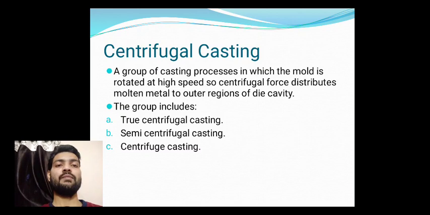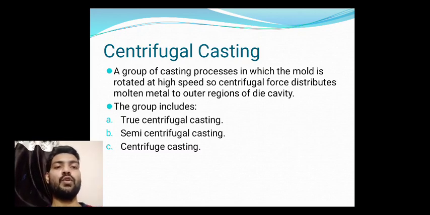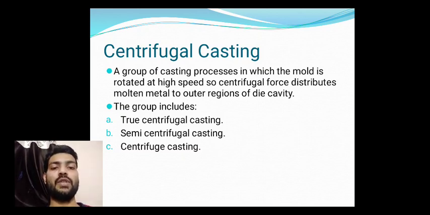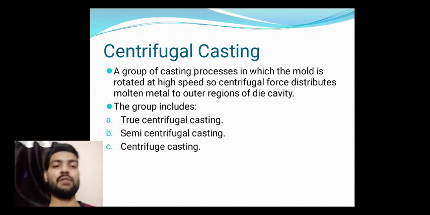Centrifugal casting. A group of casting processes in which the mold is rotated at high speed, so centrifugal force distributes molten metal to the outer region of the die cavity. There are three types of centrifugal casting: true centrifugal casting, semi-centrifugal casting, and centrifuge casting.